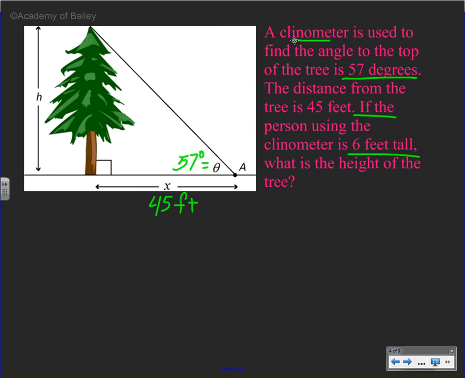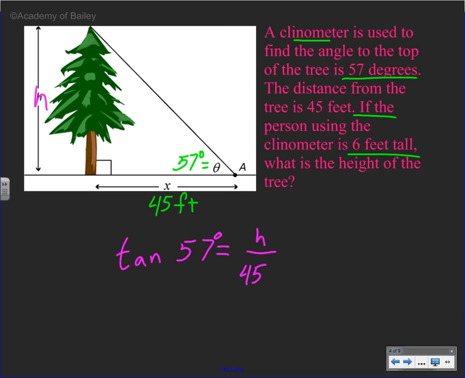Well, let's go ahead and calculate this. We're going to calculate h. We need to find the value of h over here. So in order to do this, now this might be something you two don't know how to do because this is right triangle trigonometry and this is what I'm trying to teach you at this moment. But follow me here. We're going to say the tangent of 57 degrees is equal to opposite over adjacent. The opposite side is h and the adjacent side is 45.